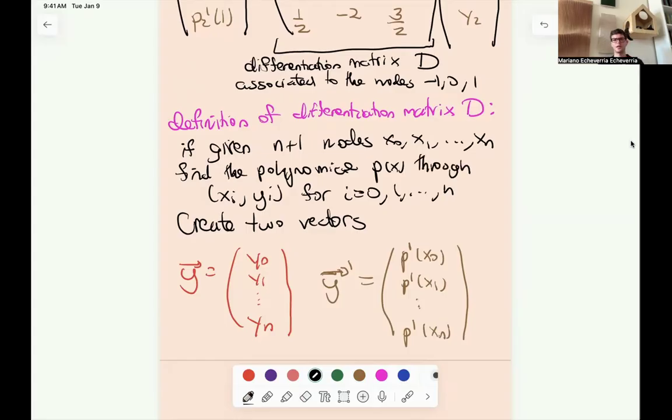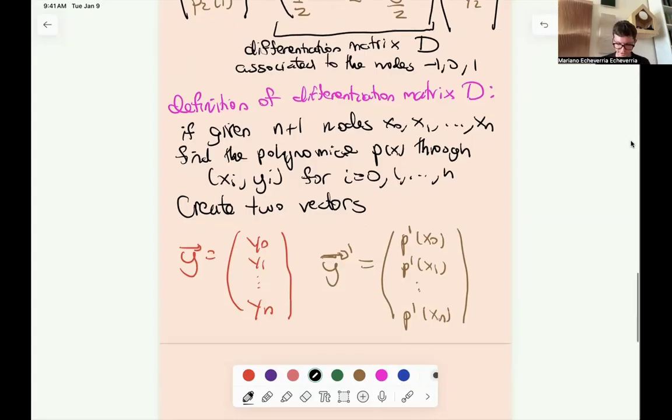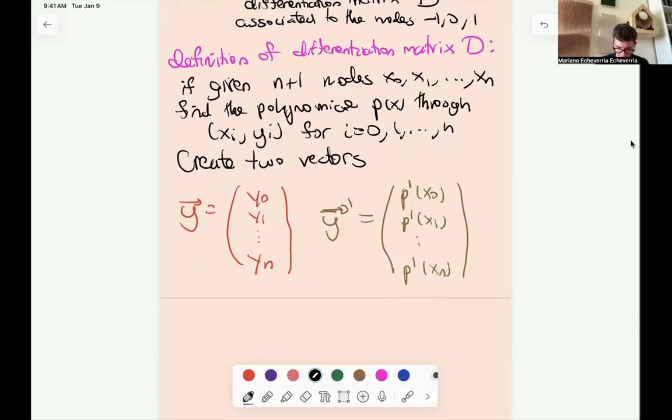Okay, and so the differentiation matrix is going to be a square matrix with the property that the matrix times y gives you the vector y prime. So the differentiation matrix is an n+1 times n+1 square matrix.